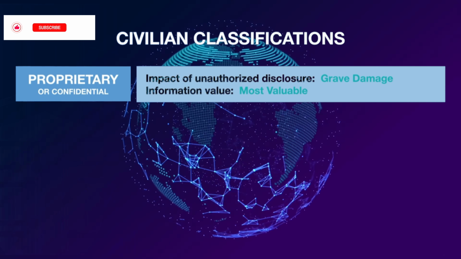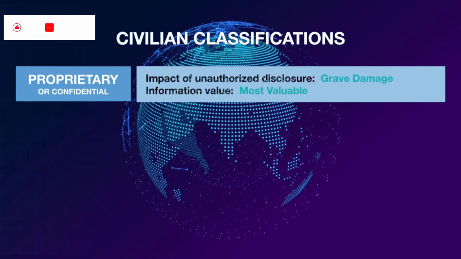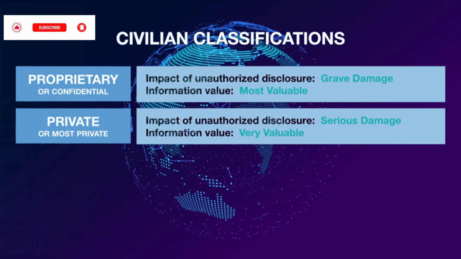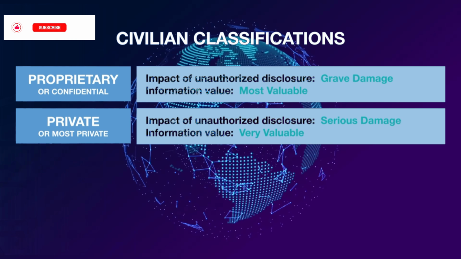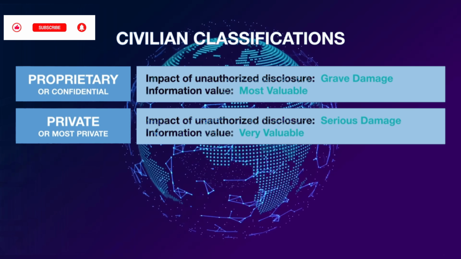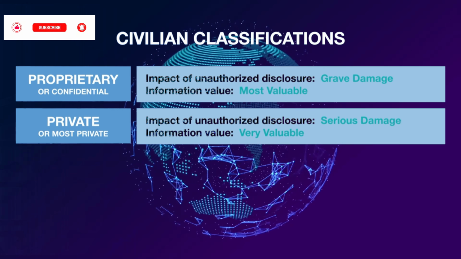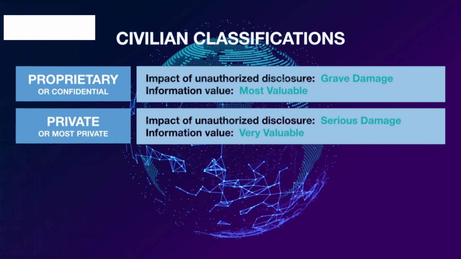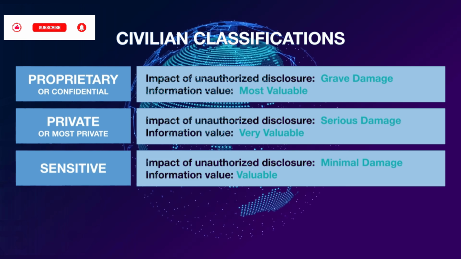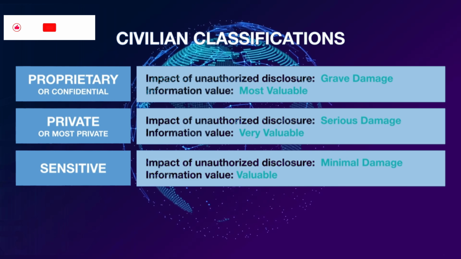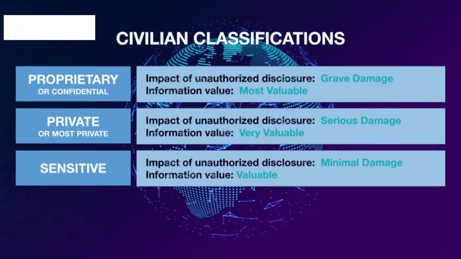The next level down being private. This would cause serious damage. Things like business processes and procedures, PII, financial information, those are examples of private information. And then we have sensitive information as the next level down. That would cause minimal damage if disclosed. This would be employee pay or compensation, employee reviews, internal company announcements that you don't want out in the open environment. Those kinds of things would be treated as sensitive.